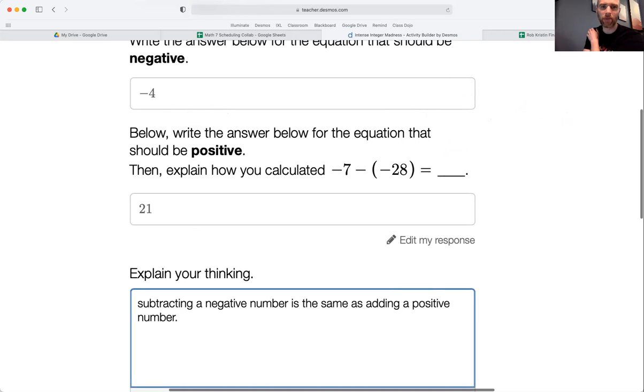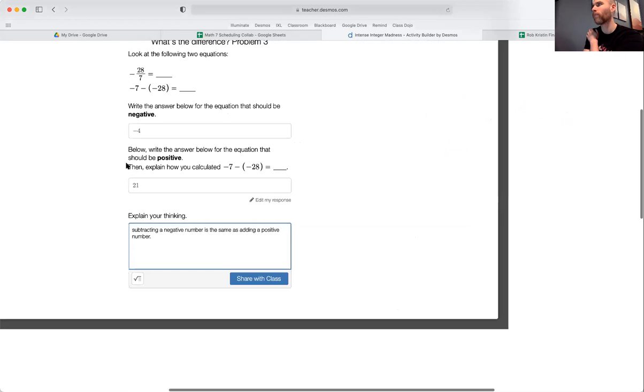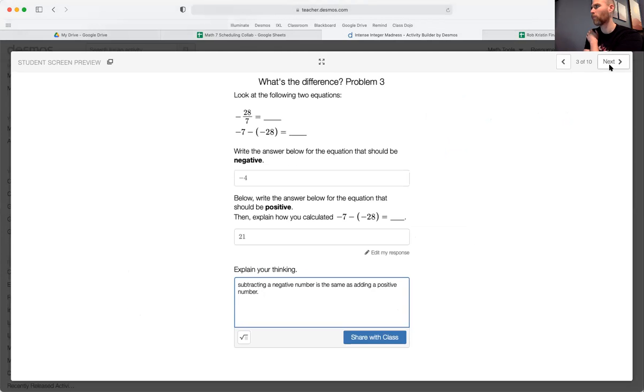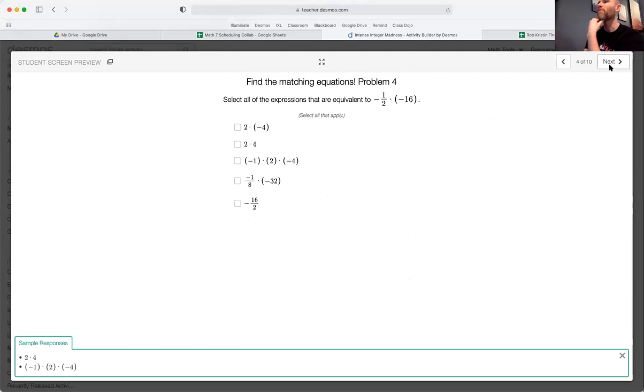All right, let's move on to the next one. All right, find the matching equations, problem 4. Select all of the expressions that are equivalent. Well, what if I'm finding expressions and I'm not really matching equations, am I? They're expressions. Oh well, I'm being nitpicky. All right, so we want the ones that are equivalent to negative 1/2 times negative 16.